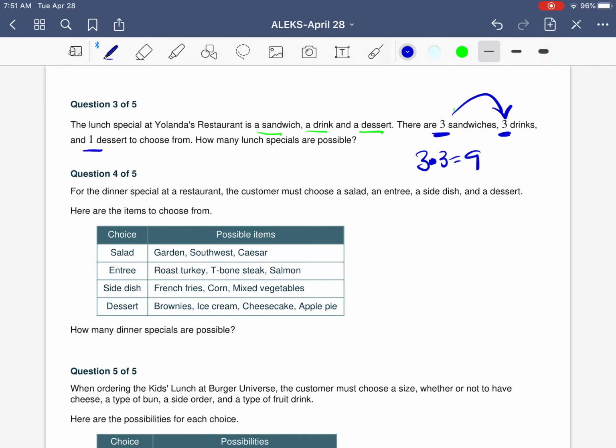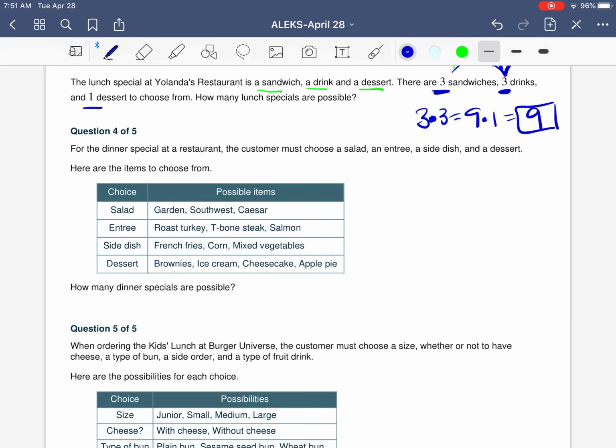Then we're going to multiply it by our last other number, which is 1. So it just ends up being 9 outcomes. Number 4. For the dinner special at a restaurant, the customer must choose a salad, an entree, a side dish, and a dessert. Here are the items to choose from.